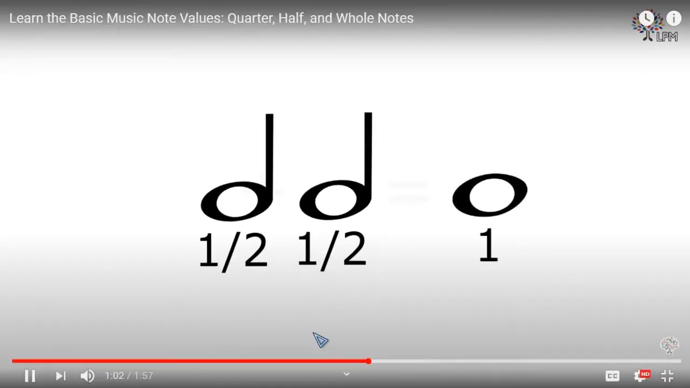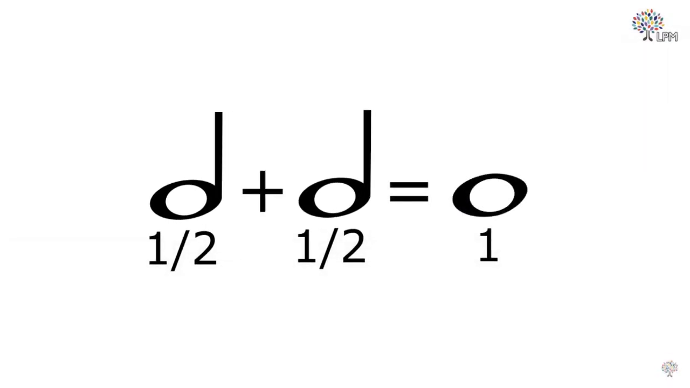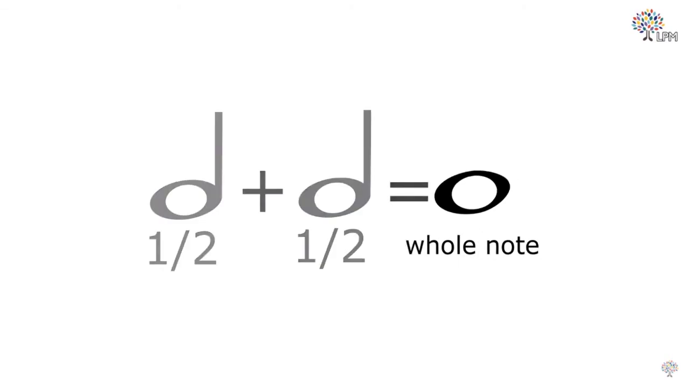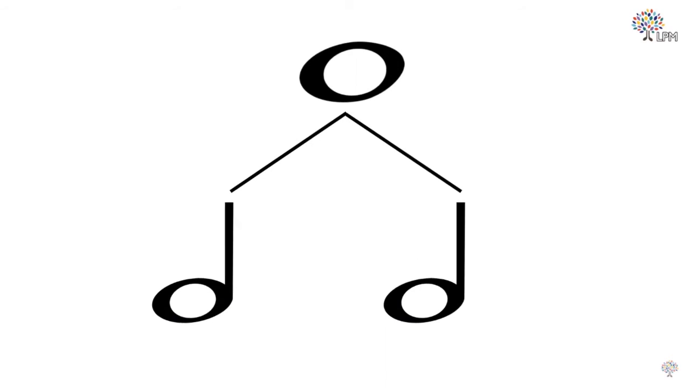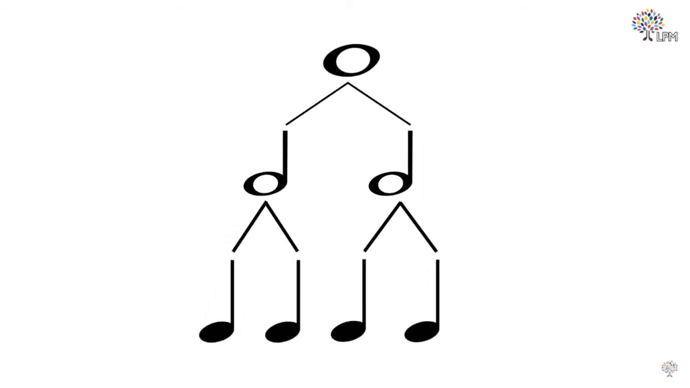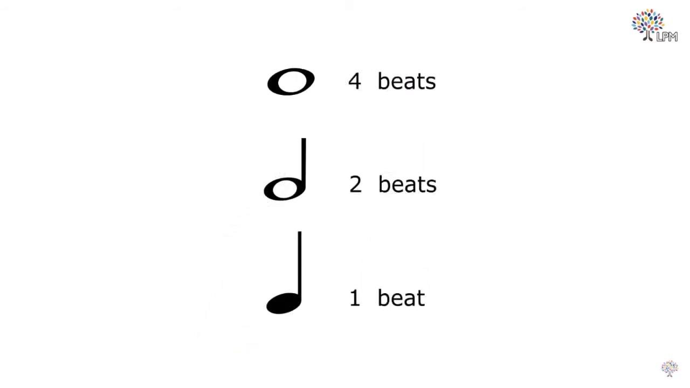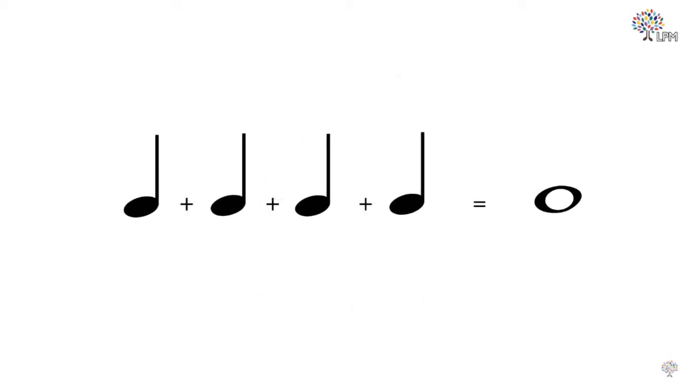And of course, the half note must be half of something. The whole note. The whole note looks like a big, bold oval without a stem, like this. So the whole note will have the same duration as two half notes or four quarter notes. If the quarter note is one beat, the whole note is four beats. Of course, four quarters make a whole.